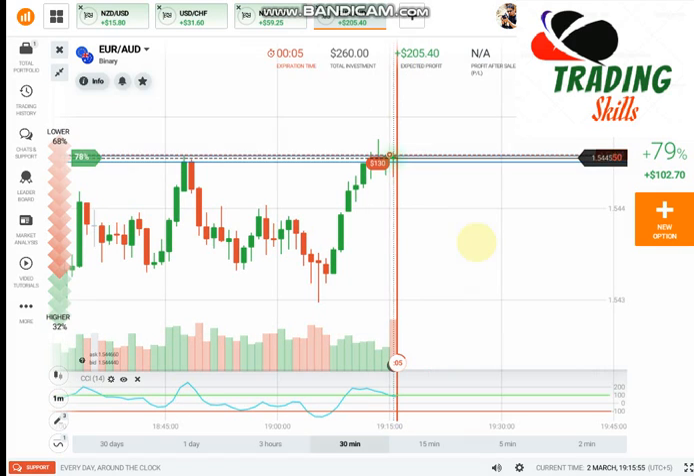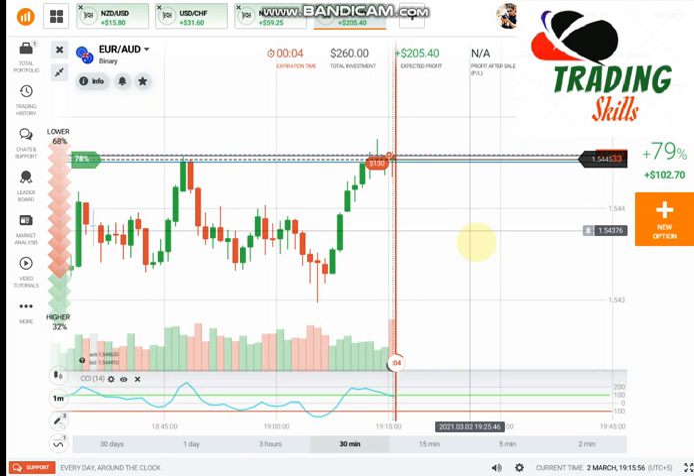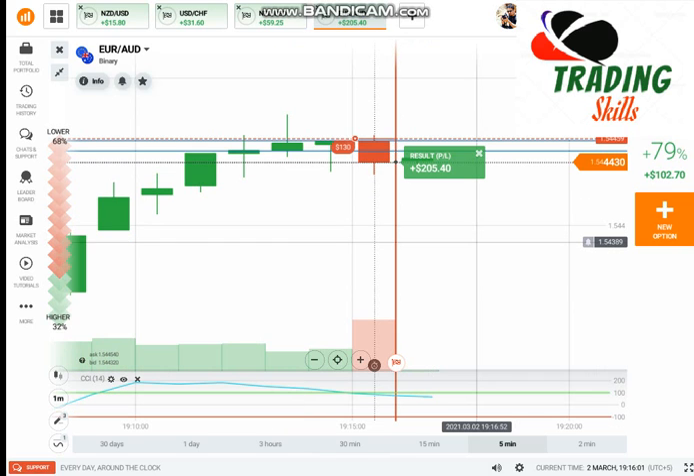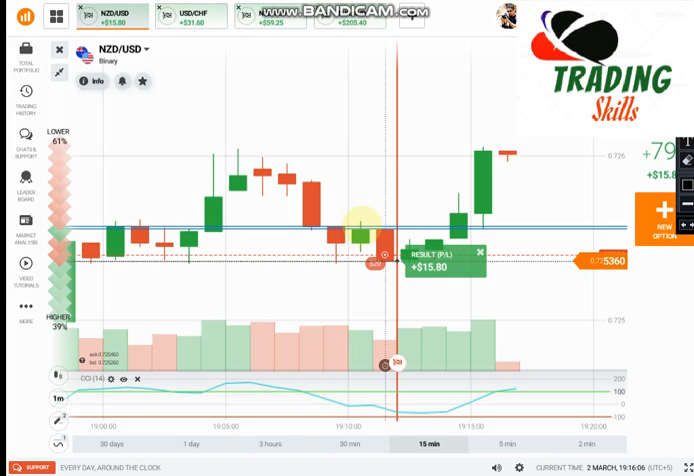Now you can see this was my first trade. I took my trade because this candle came down, hit the resistance level and then again went down. This was my first trade. Now let me show you my second trade.